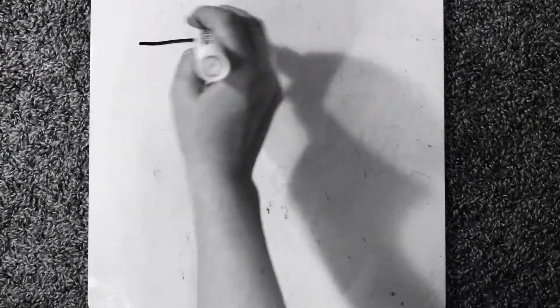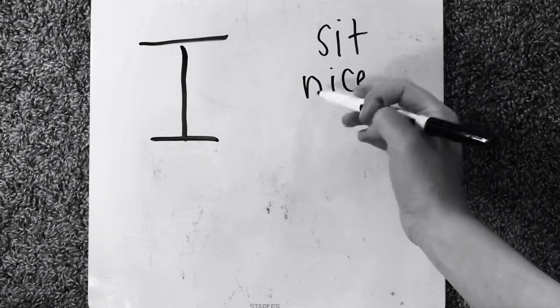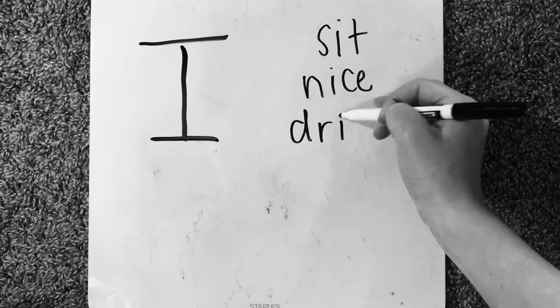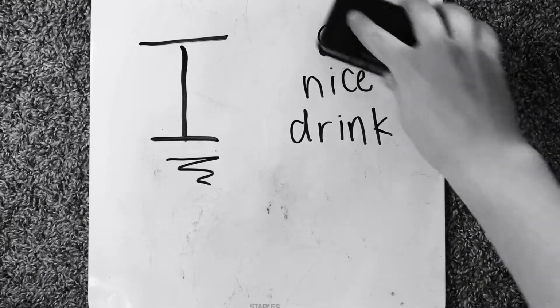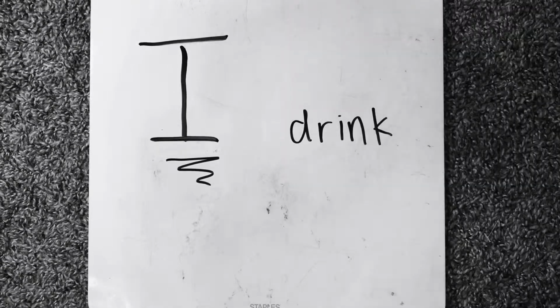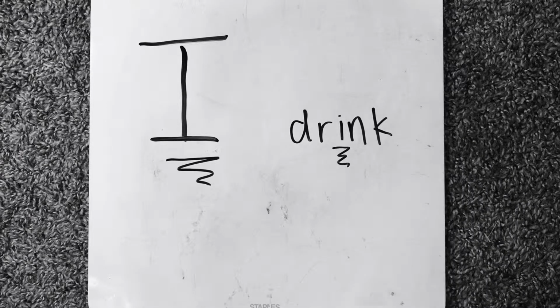Now let's continue with the English I. In English, this vowel can be pronounced in many different ways, like I in sit, like I in nice, or like E in drink. However, in Spanish, I is pronounced the same way every time. In Spanish, I is pronounced like the way we pronounce the I in drink. E, E, E. Here are some examples of Spanish words that demonstrate this pronunciation of the letter I.